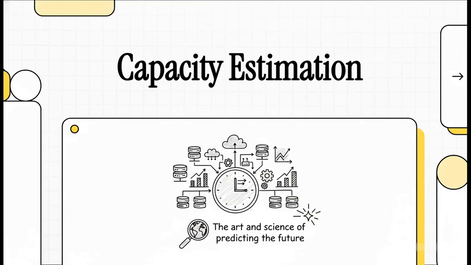Welcome to The Explainer. Today we're tackling something that sounds a bit technical, but trust me, it's absolutely critical for any digital product: capacity estimation. You can think of it as trying to predict the future, and, well, getting it right is pretty much everything.